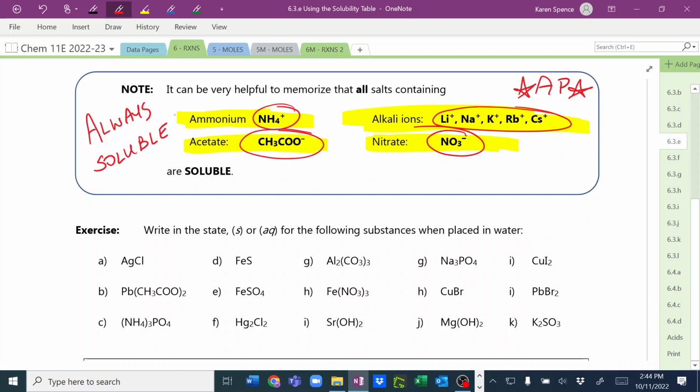Well, so you want your periodic table so you can know your charges of your anions. So make sure you got your periodic table as well.